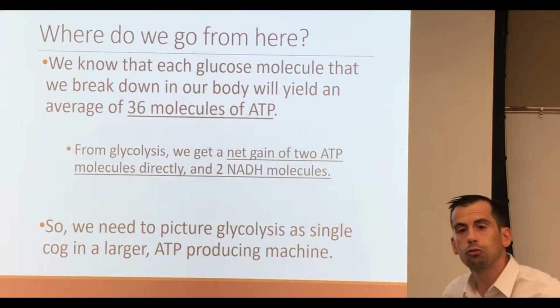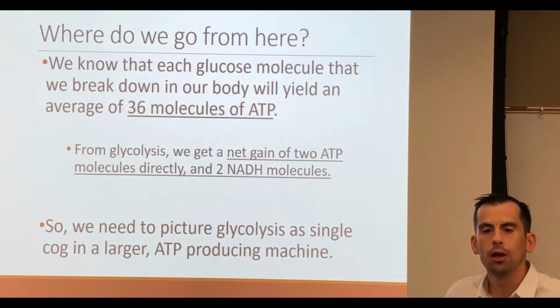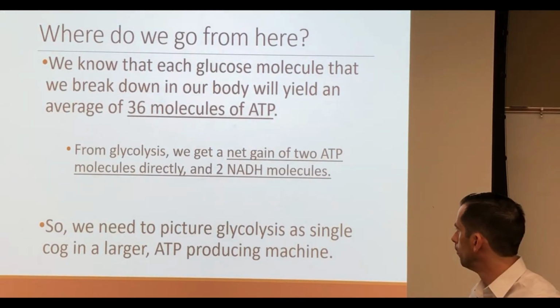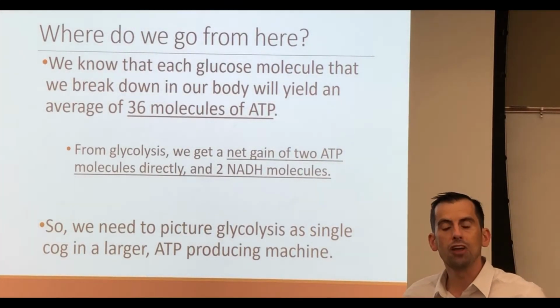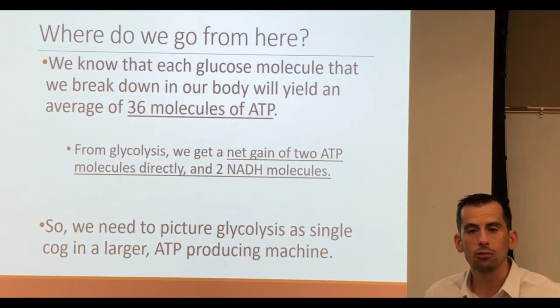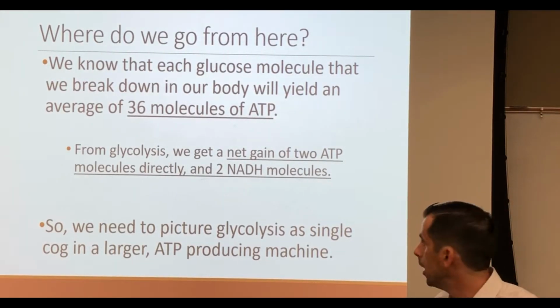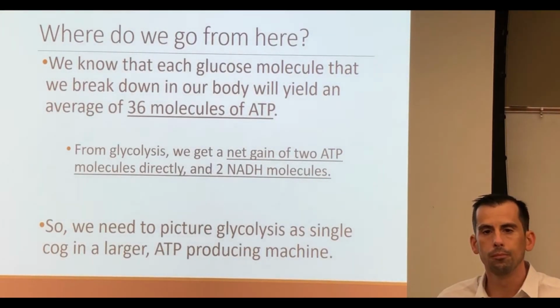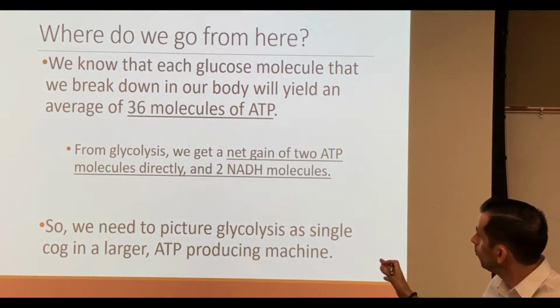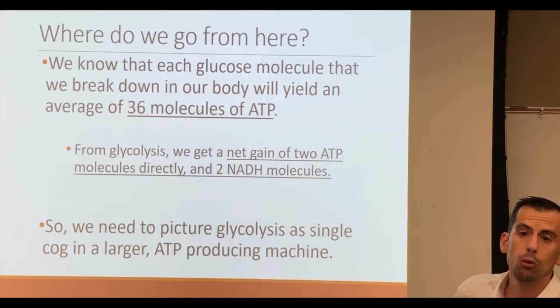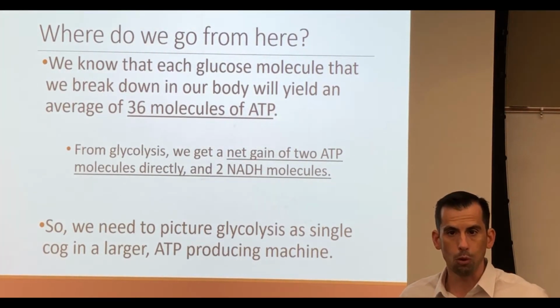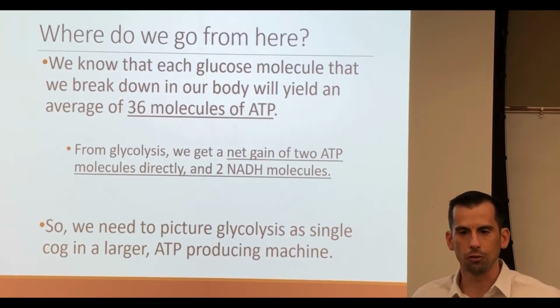So once we get through glycolysis and we've broken down that glucose into 2 molecules of pyruvate, we produced a net gain of 2 ATPs and we produced 2 NADH molecules. We need to kind of envision where do we go from here. We see an average of 36 molecules of ATP produced for every molecule of glucose. When all is said and done, 36.